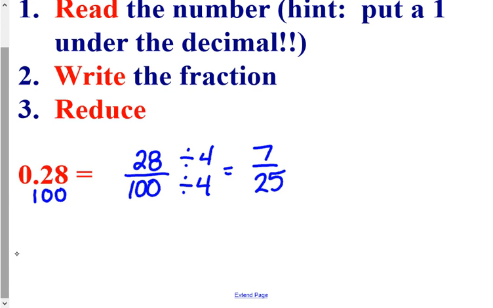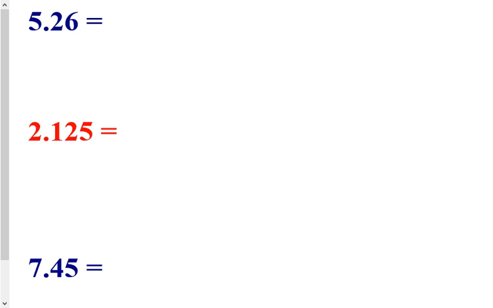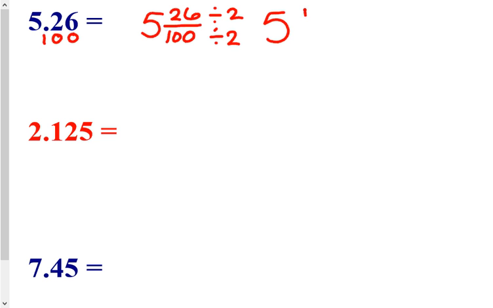All right, let's look at a couple more examples. So with this one, when I put a 1 under the decimal and a 0 under each place after, it says 5 and 26 hundredths, and I'm going to write it as the mixed number 5 and 26 hundredths. 26 and 100 can both be divided by 2, so I'm going to simplify this to 5 and 13/50ths, which is in lowest terms.